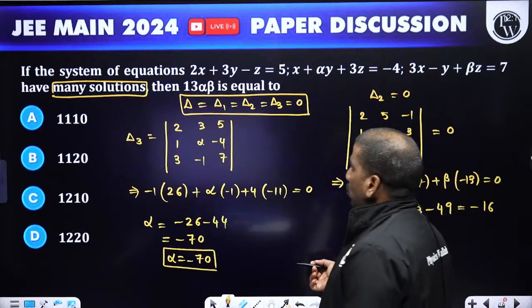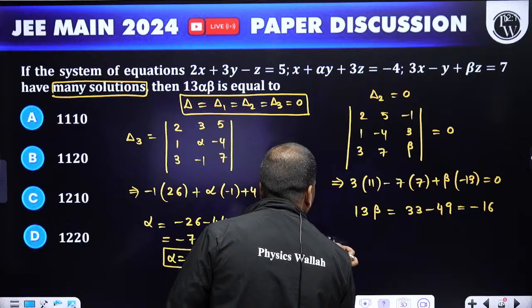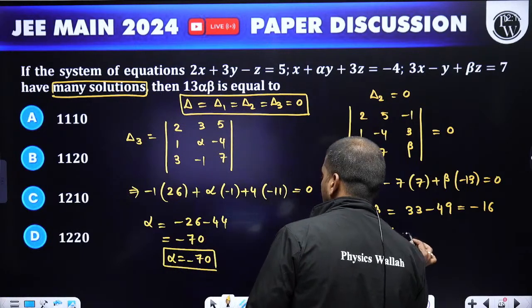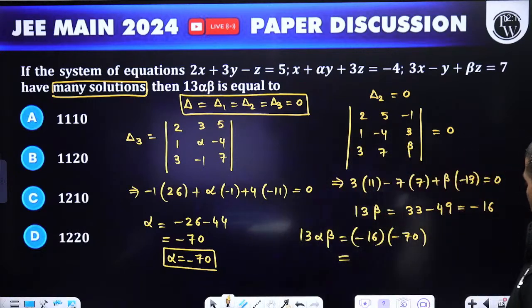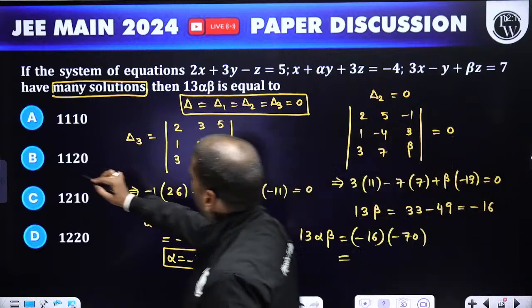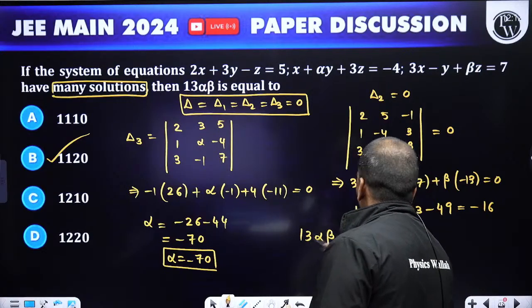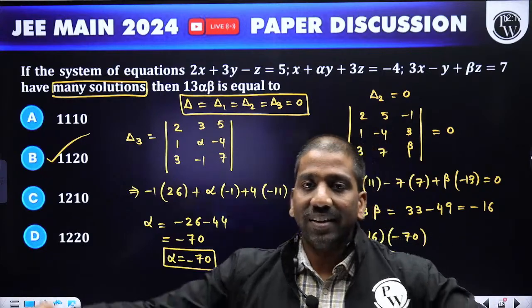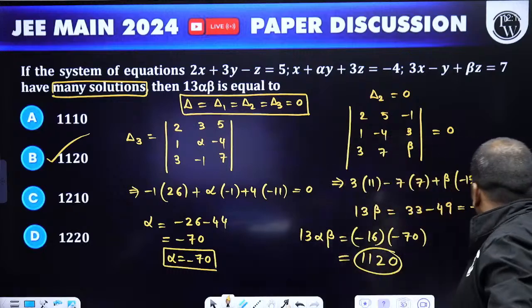Okay, fine. Then what we need to find is 13 times alpha beta, so minus 16 here, 70 minus 70. 742, 112. So that's the answer, 112. This is the easiest way to answer it, right? Now coming to the next one.